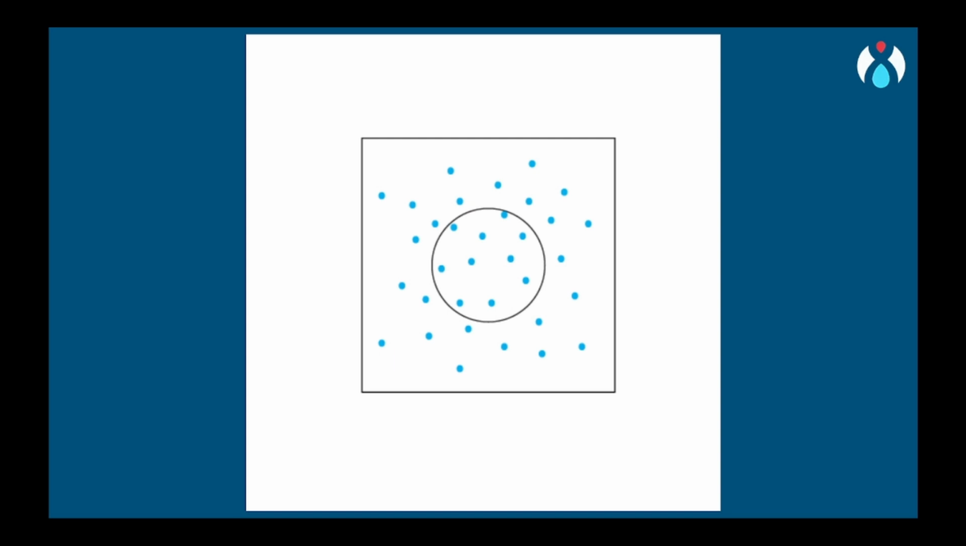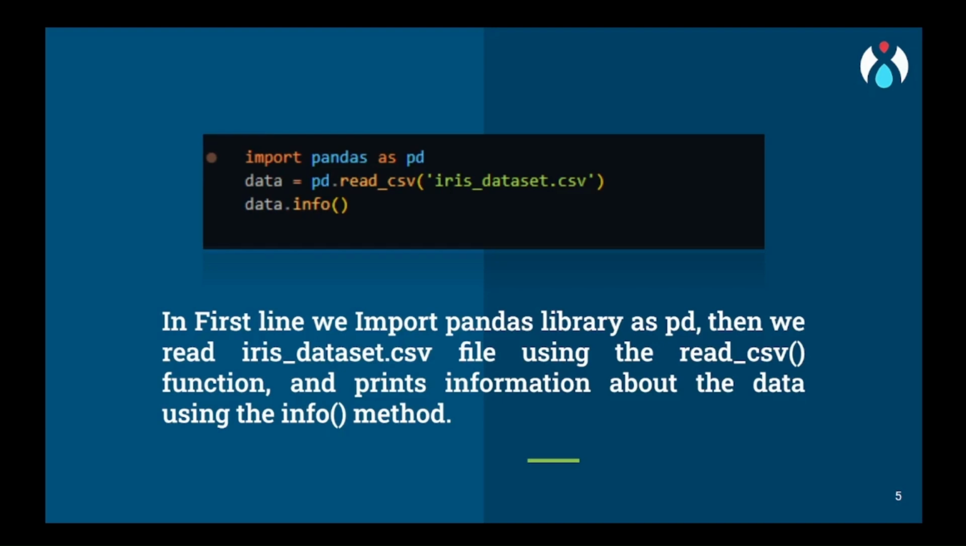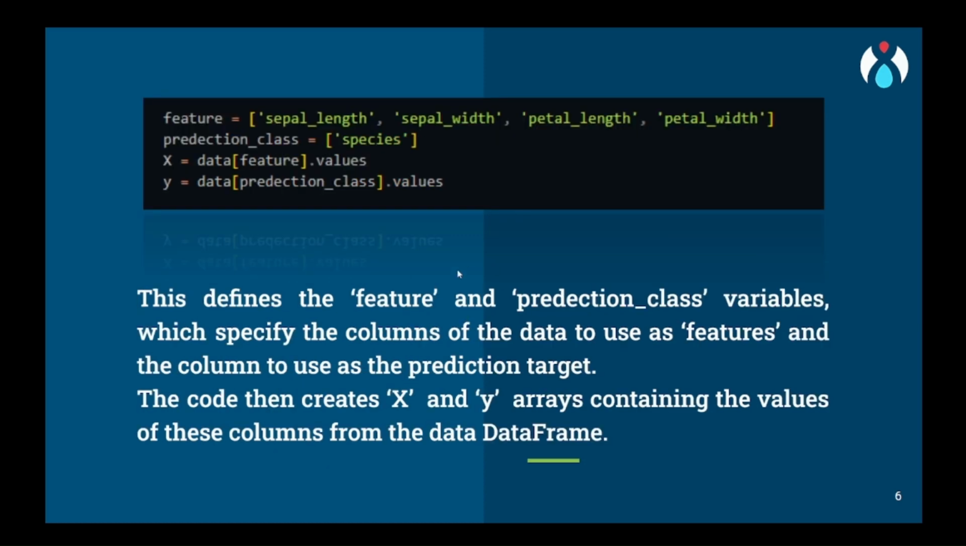Okay, so now moving to the practical part. First we will start by importing the pandas library, and we will read the dataset using the read CSV function, and we will get all the data information using the info function. Then we will assign all the columns that we have to take from the user and store them in the features variable, and the prediction class, the column we will be predicting, will be stored in the prediction class variable.